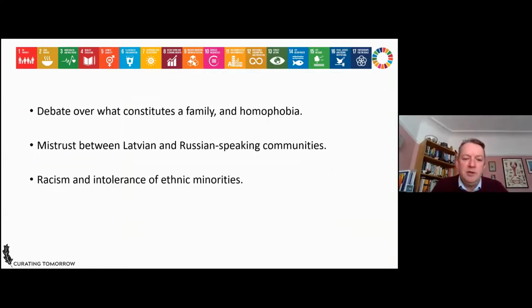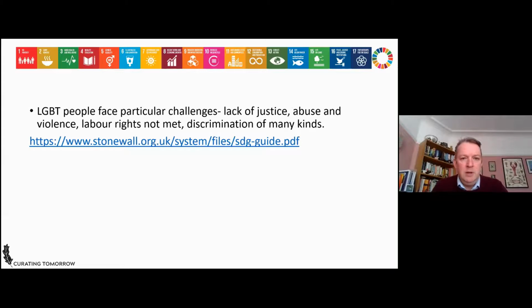So if we take some particular examples in Latvia, as I understand it, you have debate over what constitutes a family, associated with a lot of homophobia, mistrust between Latvian and Russian-speaking communities, and a bit of a concern about racism and intolerance of ethnic minorities. And as I mentioned before, LGBT people face particular challenges in society.